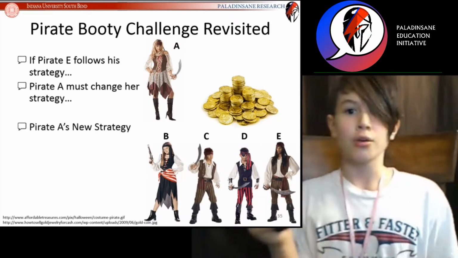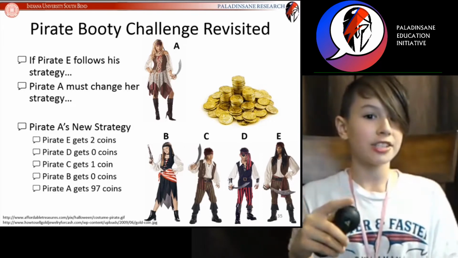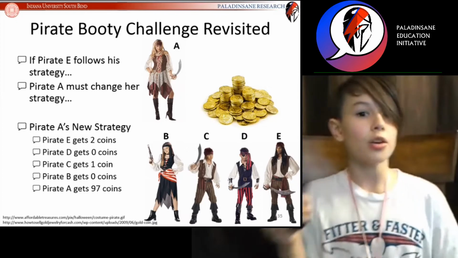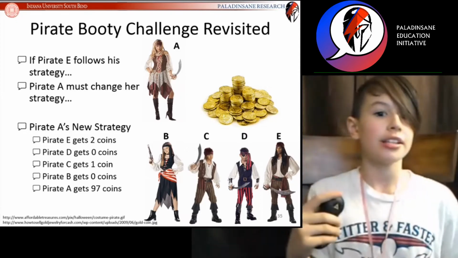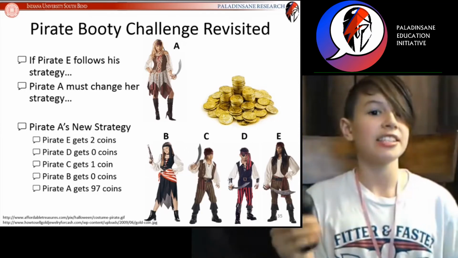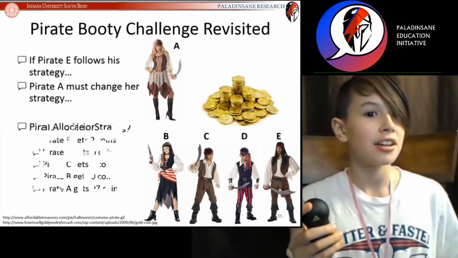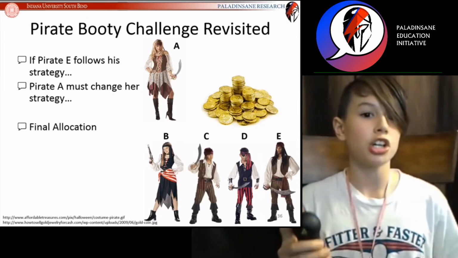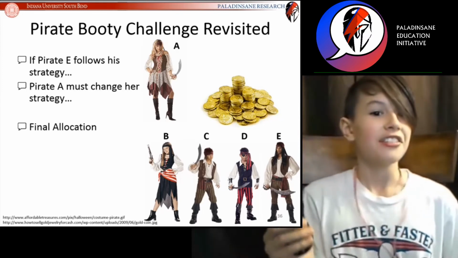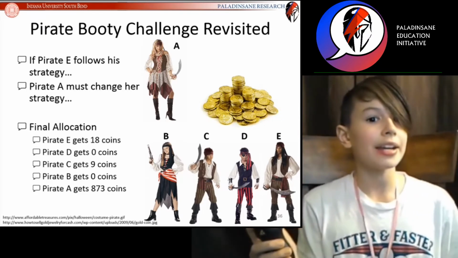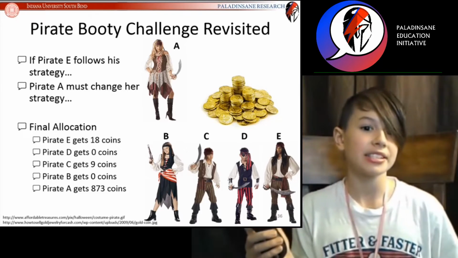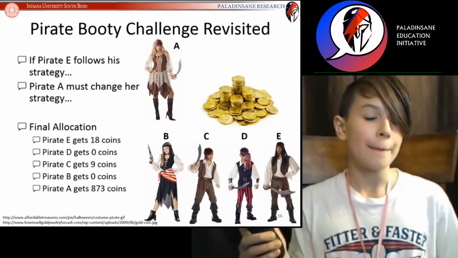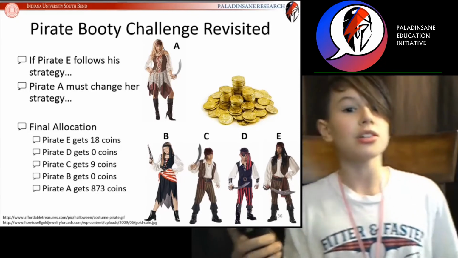Pirate A's new strategy: Pirate E gets 2 coins, Pirate D gets 0 coins, Pirate C gets 1 coin, Pirate B gets 0 coins, and Pirate A herself gets 97 coins. If Pirate E follows his strategy, Pirate A must change her strategy. Again, final allocation: Pirate E gets 18 coins, Pirate D gets 0 coins, Pirate C gets 9 coins, Pirate B gets 0 coins, and Pirate A gets 873 coins.